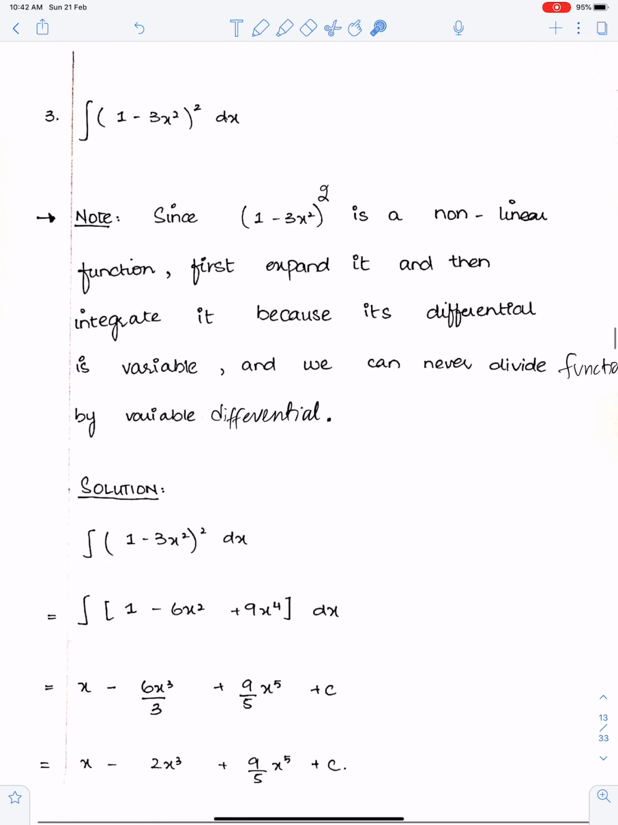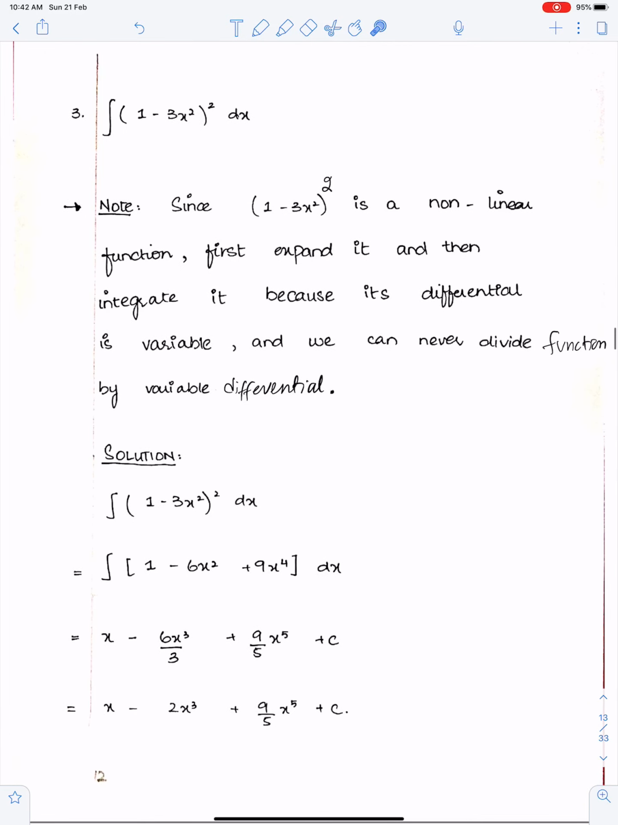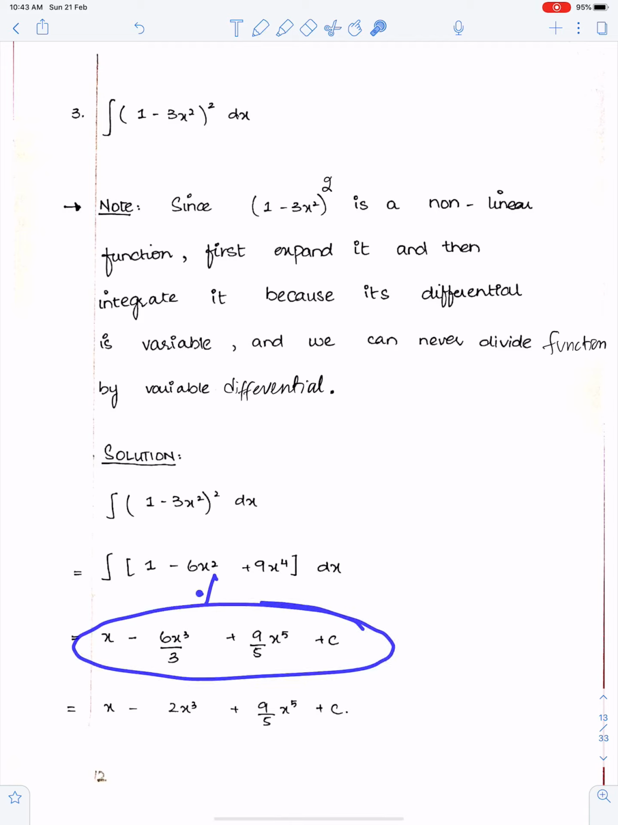We only expand the expansion when the expansion is a non-linear expansion. Since this expansion is a non-linear expansion, therefore first expanded and then integrated, because its differential is variable and we can never divide function by variable differential. So whenever we have non-linear expansion, always expand the expansion first and then integrate it. This is the expanded form. We use a minus b whole square here, and this is the integration of this expansion.